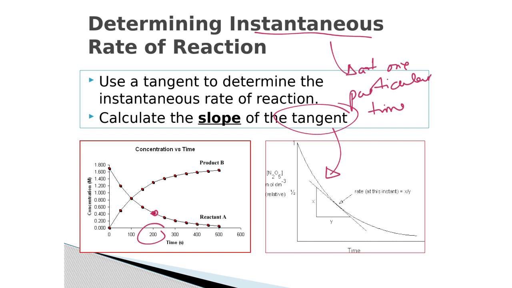Okay, so the tangent line would sort of hit the 200-second mark, but it also, if you notice, encompasses a little bit of the curve on either side of the tangent line. This is very, very important that you draw a tangent line that covers as much of the curve on either side of the actual instantaneous point in time. Then you take your tangent line and you determine the slope of that line. And from there, you can get the rate of your reaction.